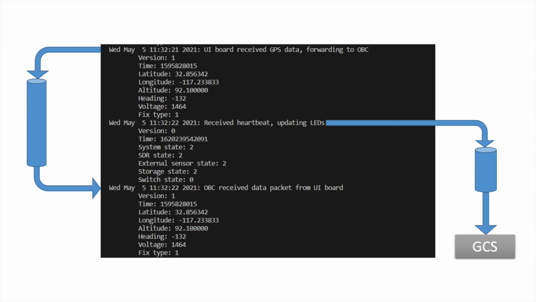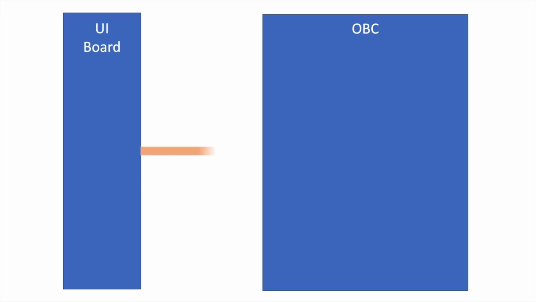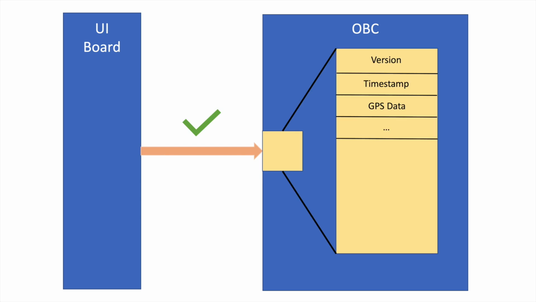Given the current remote environment, this allowed the team to continue working on the project even without physical access to the drone. Even once the team is in person again, the simulator will reduce the need to timeshare access to the single physical drone. The functionality to send data from the UI board to the OBC already existed, so next we implemented the OBC's ability to receive the data.